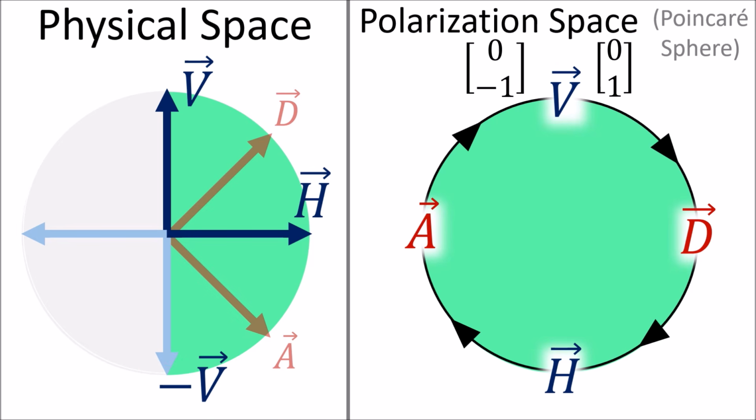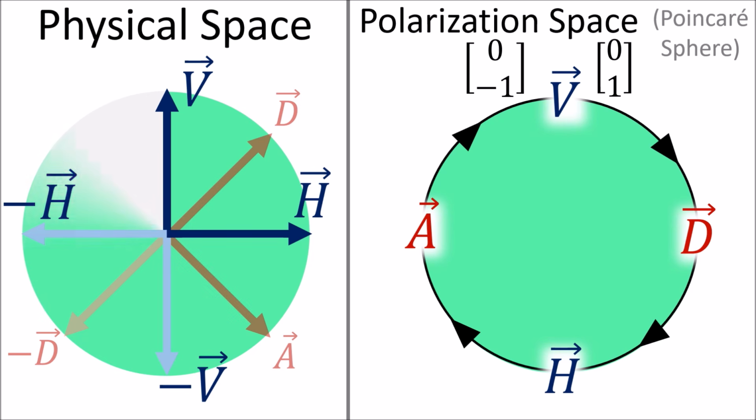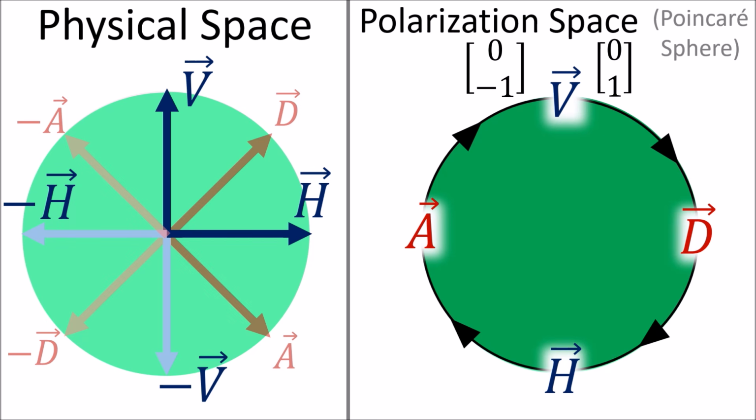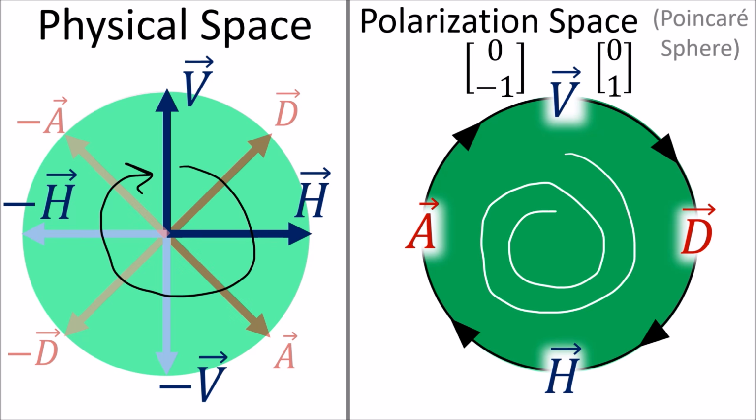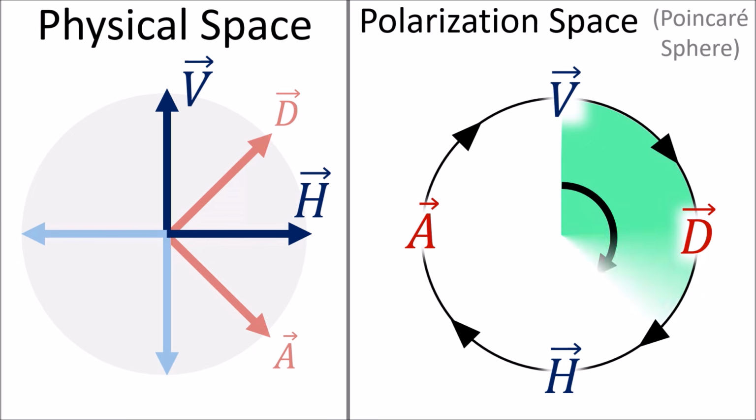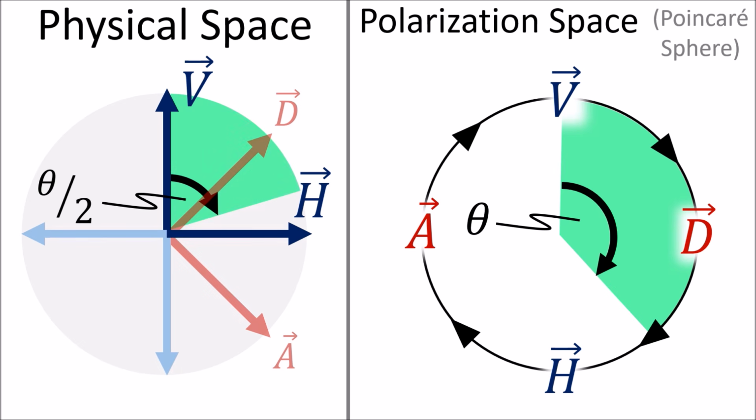To get back to the original wave, we do another half turn in physical space, which corresponds to another full turn in the polarization space. So a full turn in physical space requires 2 full turns in polarization space. This is why Jones vectors are considered spinors. Rotating a wave back to its original state requires 2 full rotations of the Jones vector in polarization space. So when we rotate by an angle theta in polarization space, this corresponds to a rotation by an angle of theta over 2 in physical space.